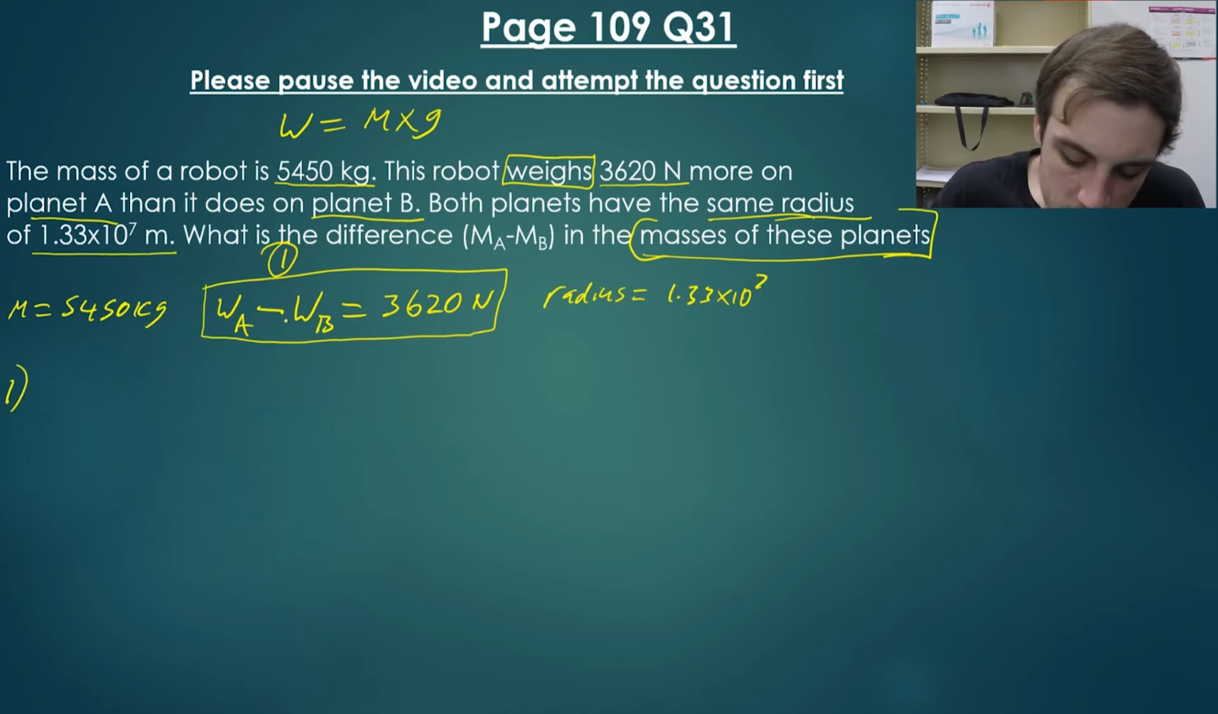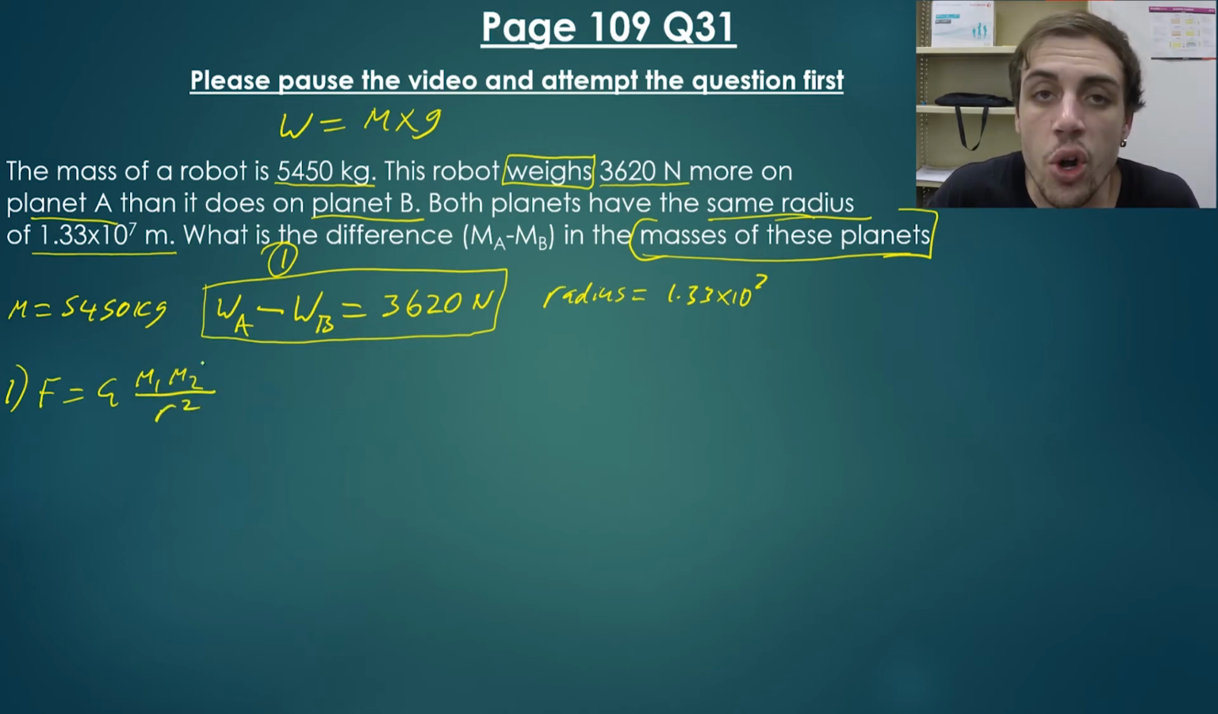So how I do that is I know that weight is mass times gravity. However, the difference here is in the gravity. So I know that the force of gravity is G m1 m2 over r squared. Now again, don't worry, it's not expected for you to have that memorized. Okay, you don't need that. It will be provided to you in the exam.